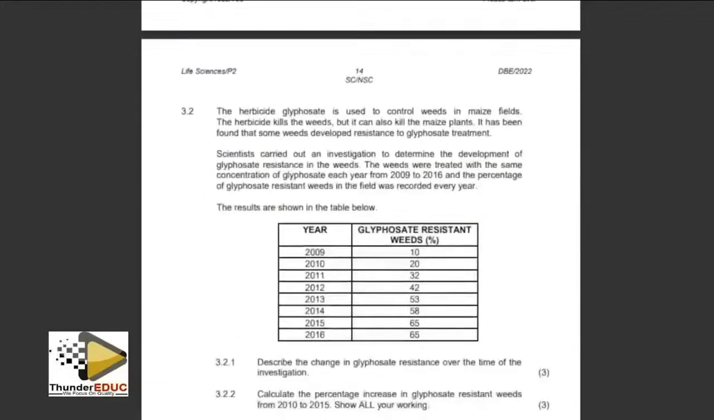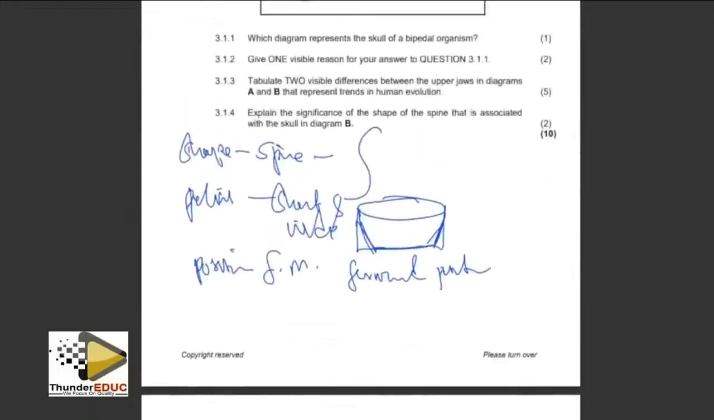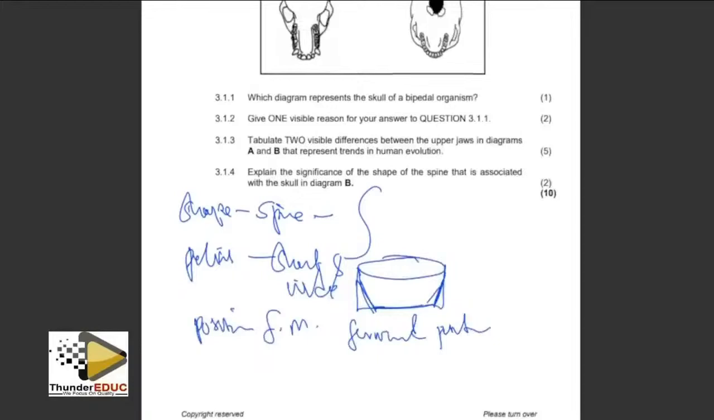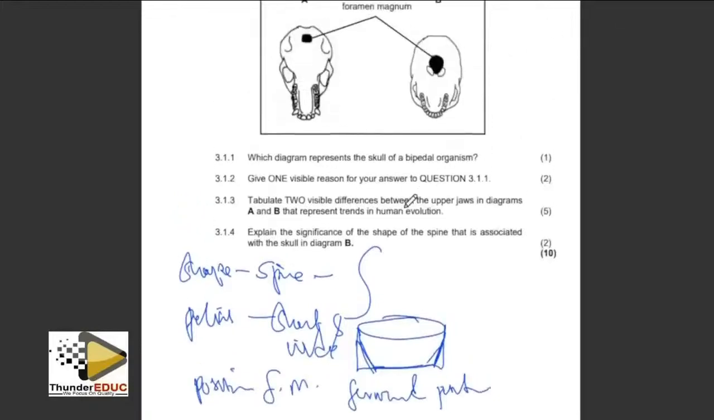Now, they can ask you, now I'm going to start firing you questions. How is the brain size related to intelligence? Or how is the skull related to intelligence? If the skull is big, it is going to accommodate more brain cells. The higher the brain cells, the higher the intelligence. If the brain size is big, you have more brain cells, and then this is linked to intelligence.